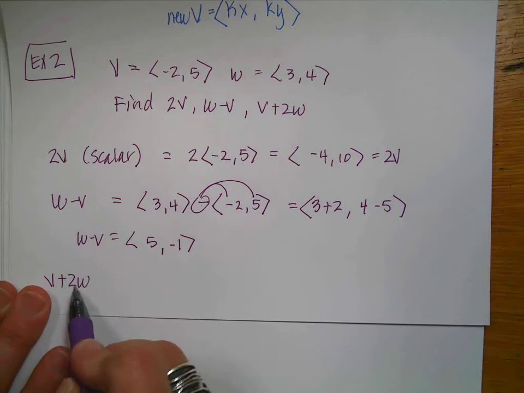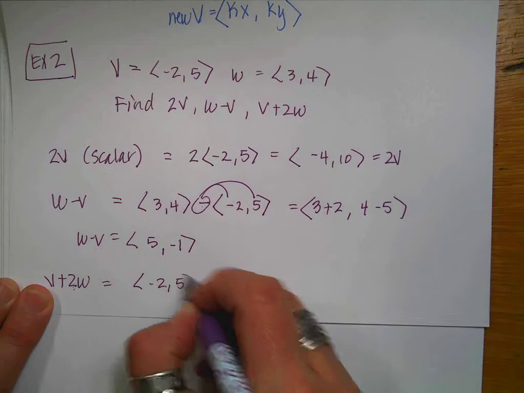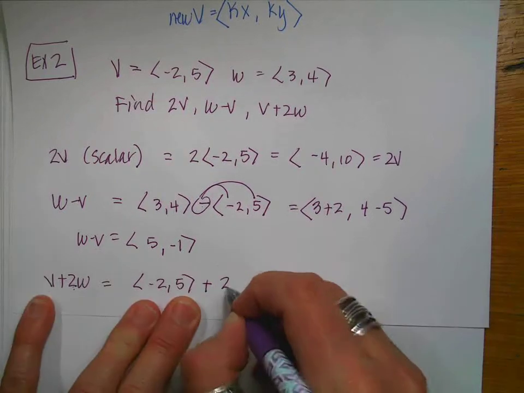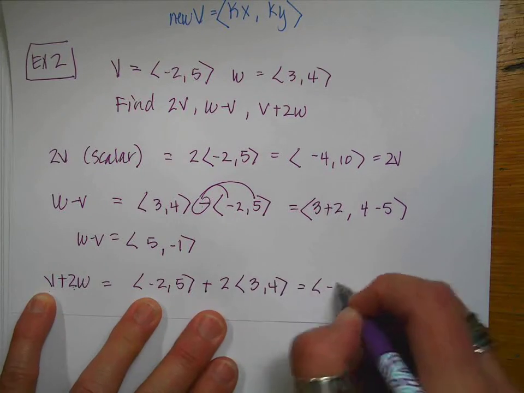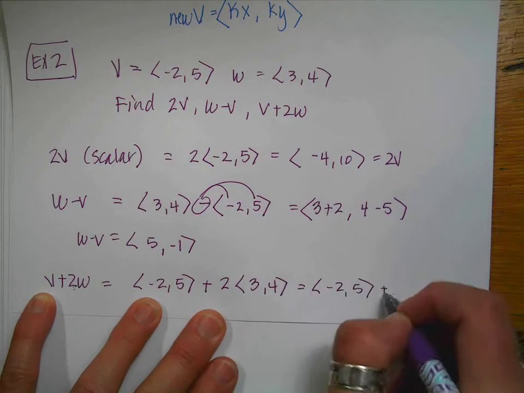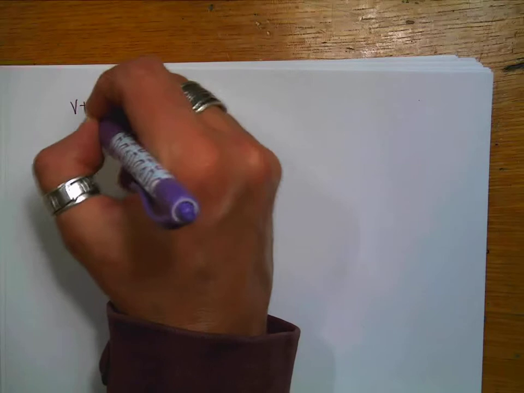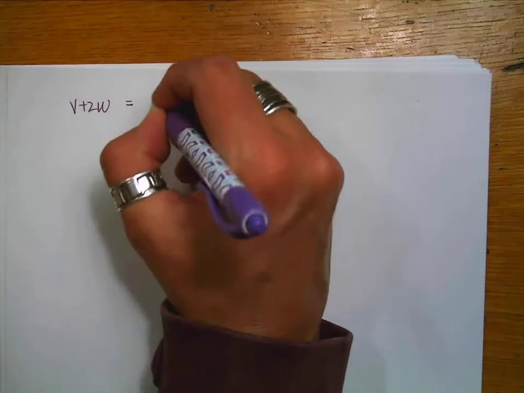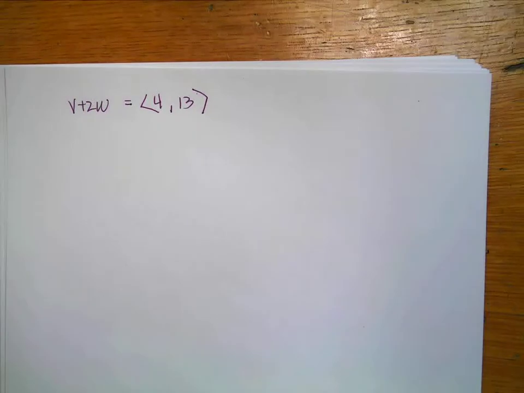All right, if I do V plus 2W, I'm adding and I'm multiplying by a scalar. So it's going to be my V, <-2, 5>, added to 2 times W, which is <3, 4>. So this is going to be <-2, 5> added to <6, 8>. Okay, and I'm out of room, so let me go over here to the next page. So V plus 2W is going to equal <4, 13>. So the math is pretty easy.